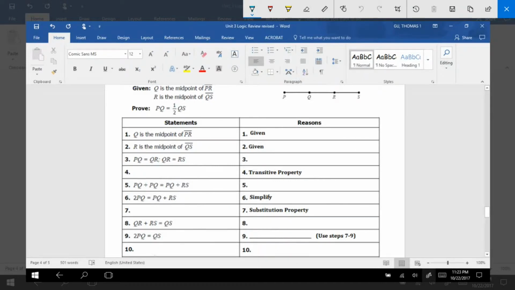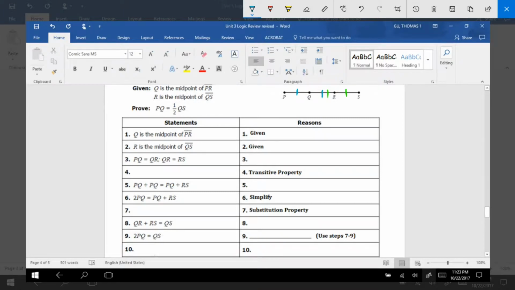All right, but anyways, Q is the midpoint of PR. That means that PQ is congruent to QR, and then R is the midpoint of QS, which means that QR is congruent to RS. This is the exact same one from the homework. Okay. So, anyways, starting from step 1, Q is the midpoint of PR, that's given. Number 2, R is the midpoint of QS, that is given.